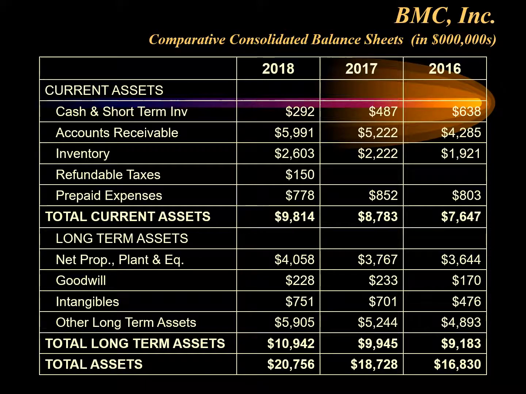And for some companies, they separate that out. They'll have cash and then short-term investments as a separate item. So I'll just pay attention more to the 2018 column. For 2018, we see the cash and short-term investments of $292 million.